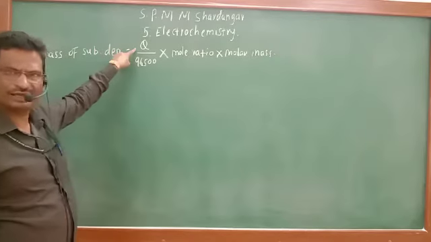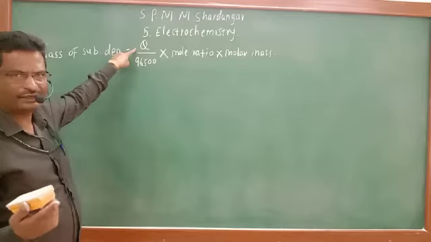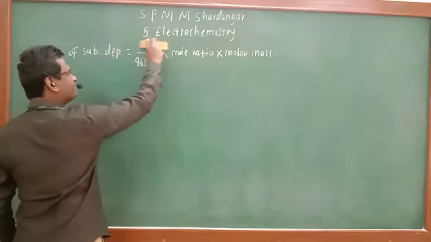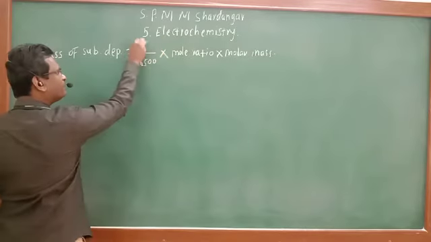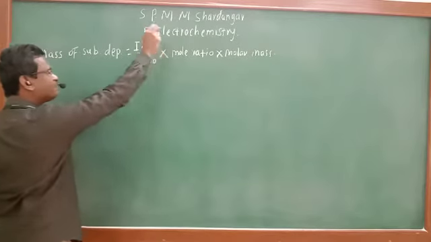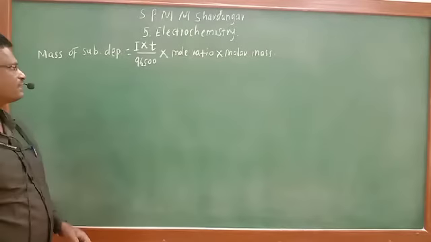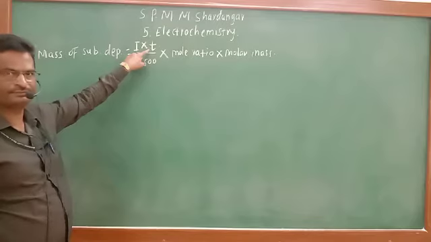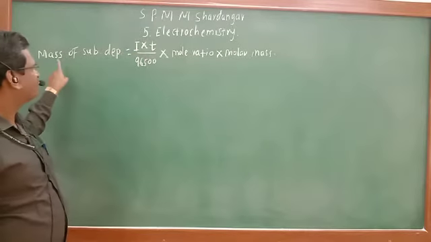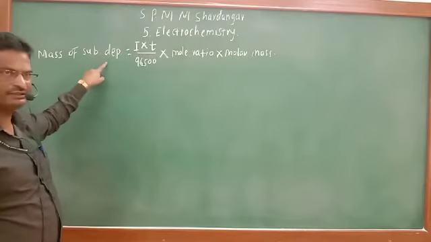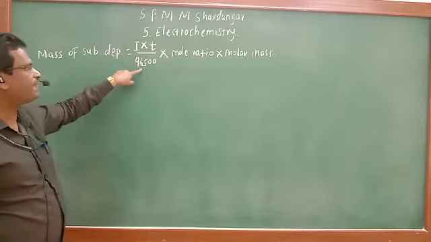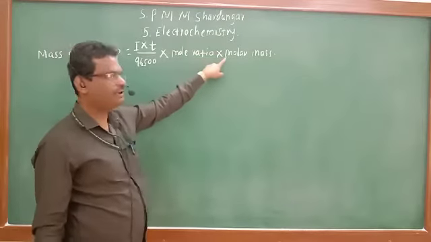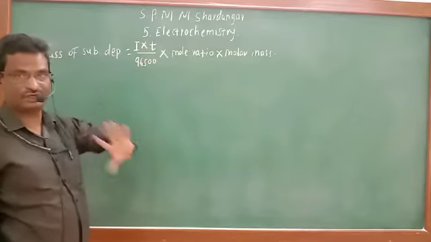Q can also be written as I into T, because Q is a product of current strength in ampere and time T in seconds. So mass of substance deposited is I into T divided by 96,500 multiplied by mole ratio multiplied by molar mass. This is what we have studied.